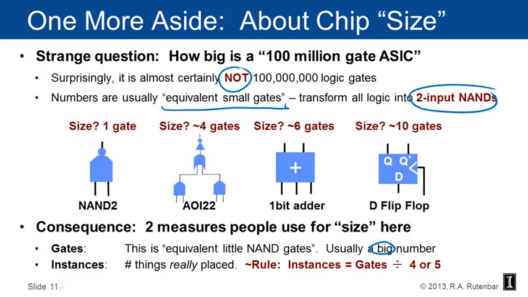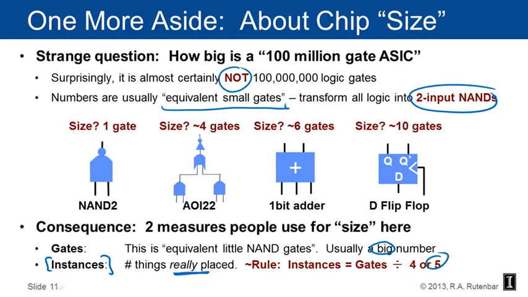The other is a term you might not have heard before called instances. This is the number of things you really used in your library. This is the number of things you really placed, the number of things you actually had to find space for and put wires to connect to on the surface of your chip. And the basic rule today is that the instances is basically the gates divided by 4 or 5. So, big round numbers, if someone tells you they have a 100 million gate ASIC, how many instances are there? Probably 20 million. 5 is probably the best number to use today.